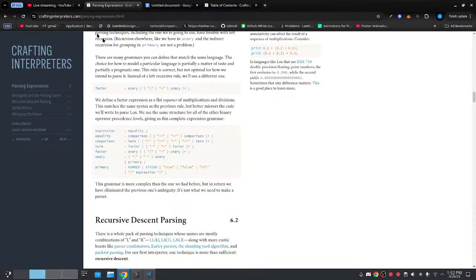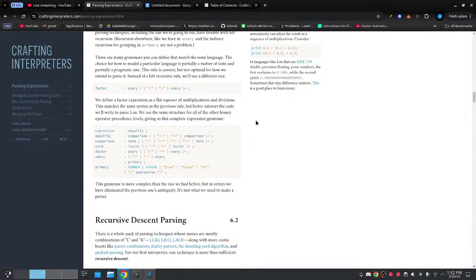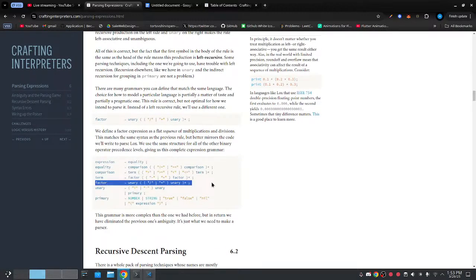We define a factor expression as a flat sequence of multiplication and division. This matches the same syntax as the previous rule, but better mirrors the code we'll try to parse. Okay, these are all the things that we just discussed above, right? Factor this.